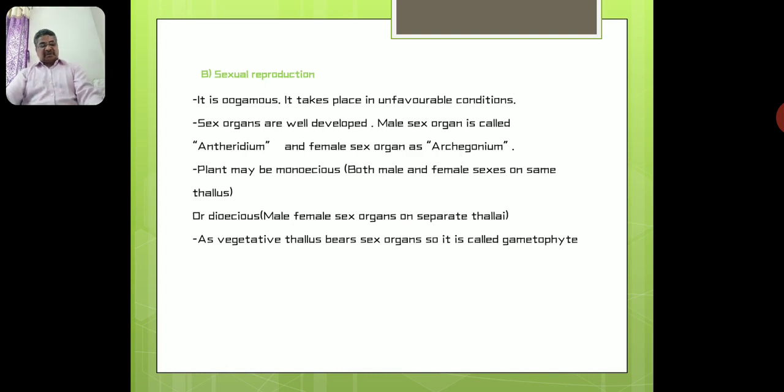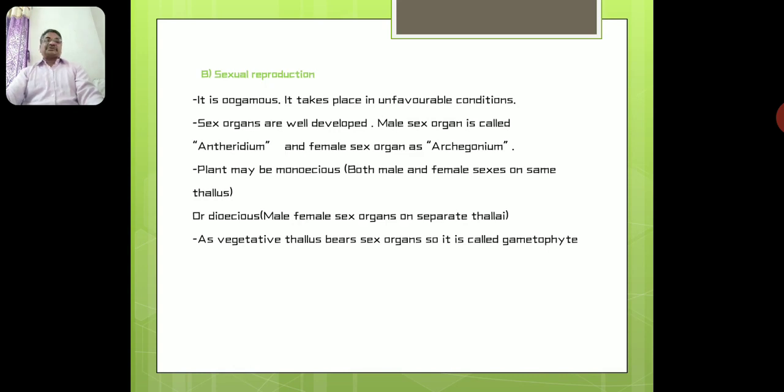This method of sexual reproduction in Riccia generally takes place in unfavorable conditions, that is at the end of the growing season, when the environmental conditions dry up and humidity and moisture content get lowered. At that time, plants start to develop new sex organs. The sex organs are well developed in Riccia. The male sex organ is called the antheridium, and the female sex organ is called the archegonium.